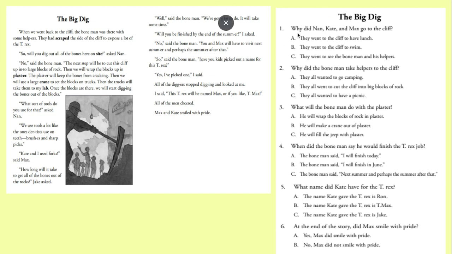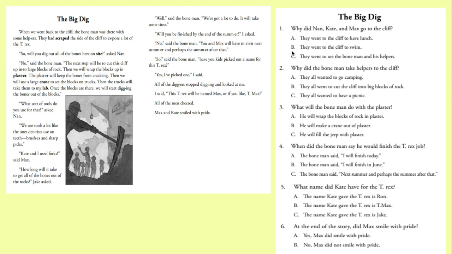So let's go to our questions. Remember what we do when we're going to answer questions? Well, first let's read the questions. Why did Nan, Kate, and Max go to the cliffs? And let us read our options. They went to the cliffs to have lunch. They went to the cliff to swim. They went to see the Bone Man and his helpers.